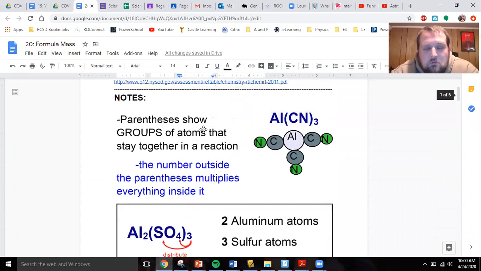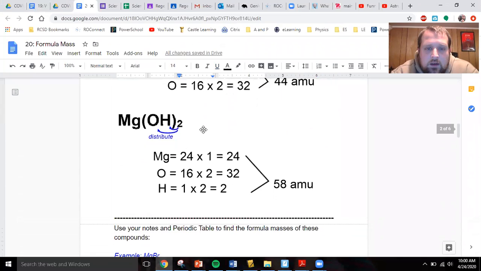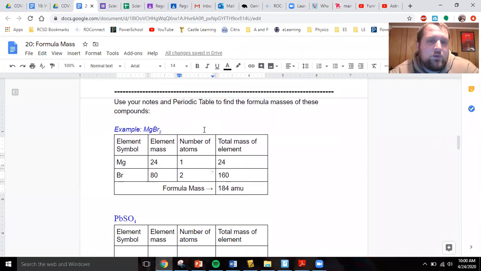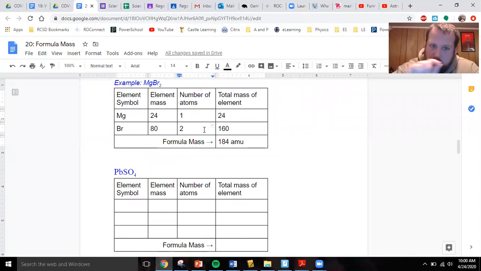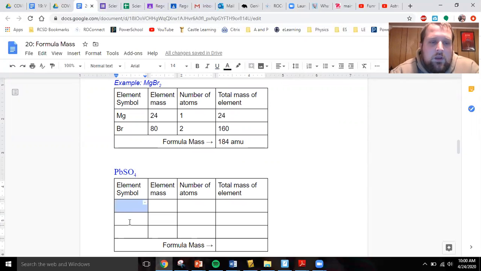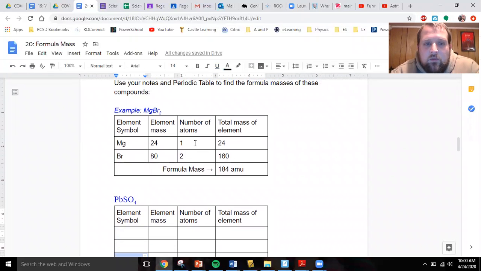So for today's assignment, you're going to write these notes down if you feel like you need to, and then you have 9 examples I want you to do. I made it a little bit easier for you to do on the computer. I made these tables for you already. Normally I make you write it out on paper, but I made a few. So you have 9 formulas. This is PbSO4, so you write PbSO4, and you look up the masses, the number of atoms, multiply to get the total mass, and then figure out the formula mass. So I have an example here for you.